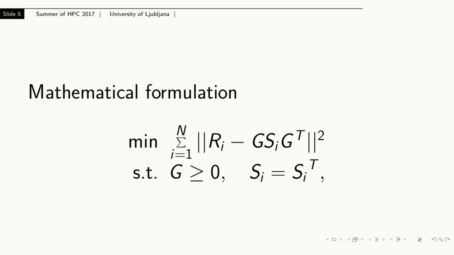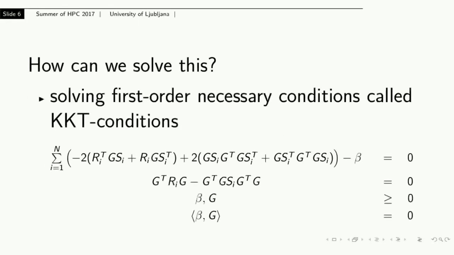It is a constraint minimization problem where the objective function is simply the sum of the errors, and there are non-negativity constraints on G and a symmetry constraint on Si. Of course, the famous Karush-Kuhn-Tucker conditions, also called KKT, have to be mentioned while we are talking about constraint optimization. These are first-order necessary conditions that have to be solved. This looks quite difficult. Therefore, we use the computer to obtain results.